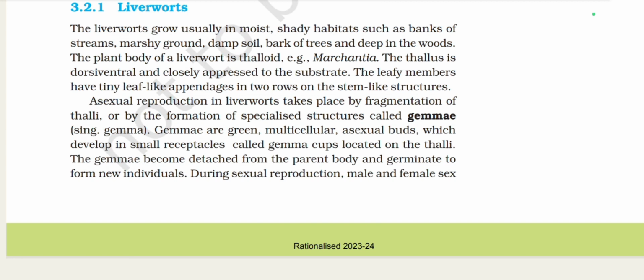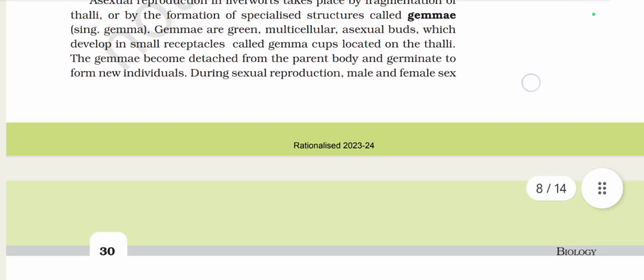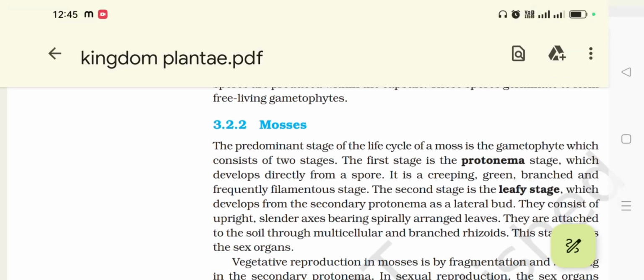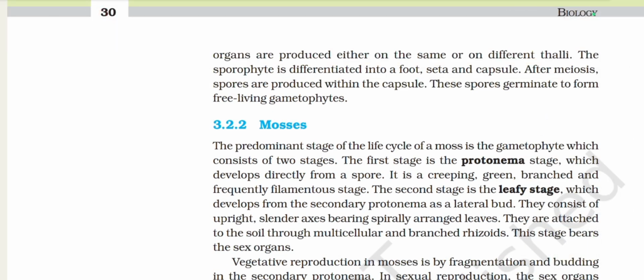During sexual reproduction, male and female sex organs are produced either on the same or on different thalli. The sporophyte is differentiated into foot, seta, and capsule. After meiosis, spores are produced within the capsule. These spores germinate to form free living gametophytes.